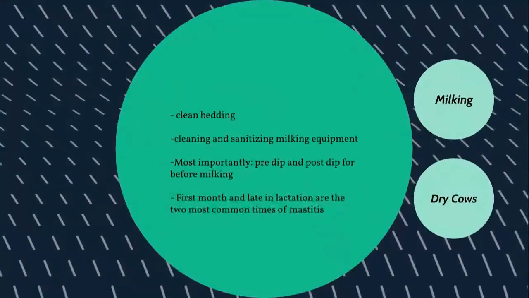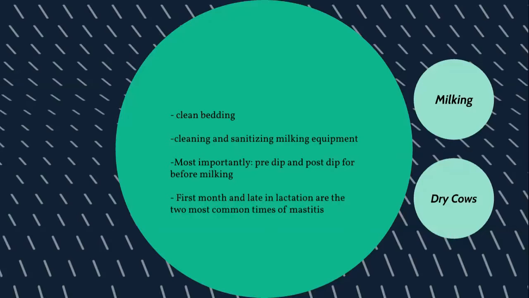So here are some things that we can do to prevent mastitis. Clean bedding is important, as if the bedding is dirty, it's easier for the bacteria to live in that, and it can more easily get into the teat canal and cause mastitis. A big thing is cleaning and sanitizing of milking equipment, especially if you have contagious mastitis. And the most important thing we do to prevent mastitis in dairy cattle is called pre-dip and post-dip before milking. I will touch more on that in just a second.